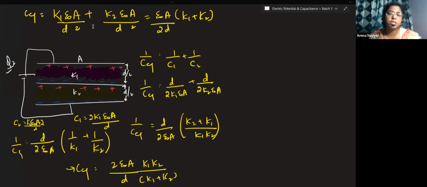Yes. The first one was parallel because area was getting divided in the first one. That's why it was in parallel. And distance is getting divided in the second one, so it is in series.